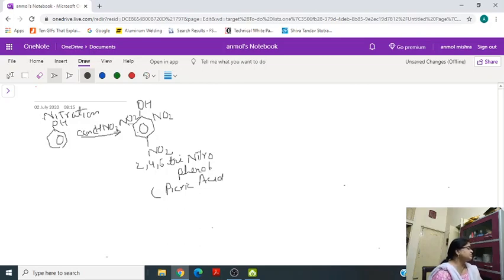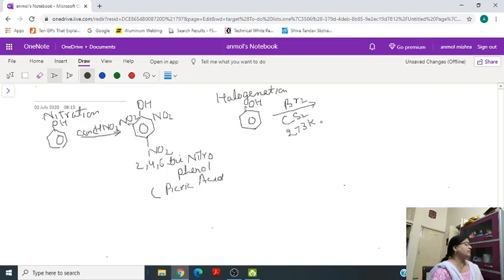Next is halogenation. When phenol reacts with bromine in the presence of solvent CS2 and temperature is 273 Kelvin, we get two isomers, ortho-bromophenol and para-bromophenol.